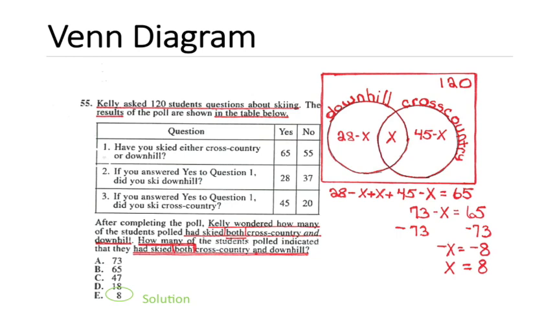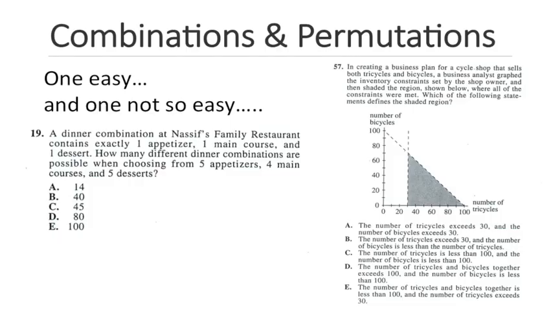The minute you see the word both, and they're talking about two groups, just go from English language to diagrammatic language, and then to math language. A dinner at Nassif's family restaurant consists of one appetizer, one main course, one dessert. How many different combinations? Please underline the word combination.